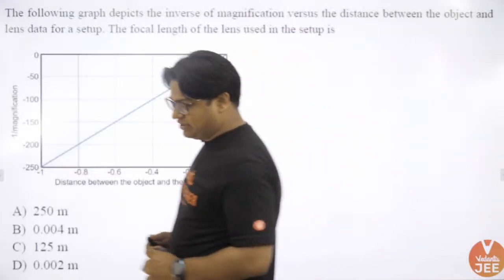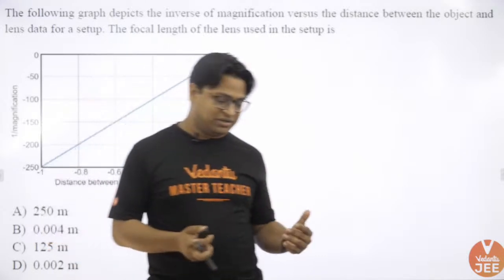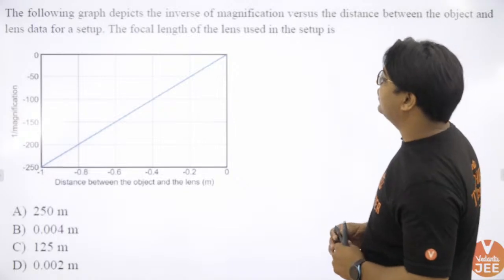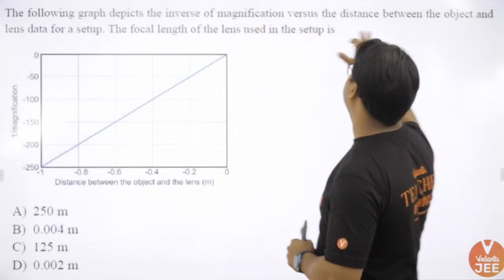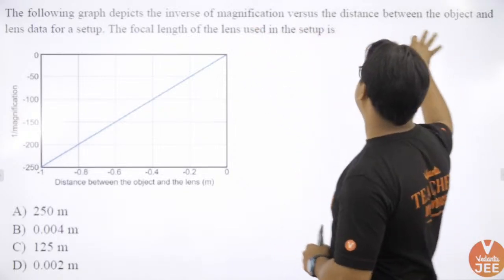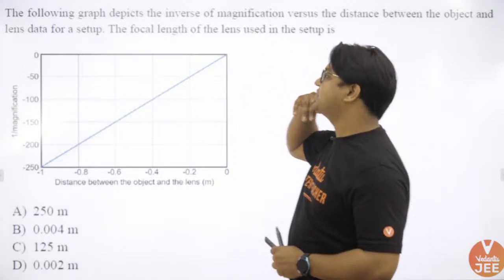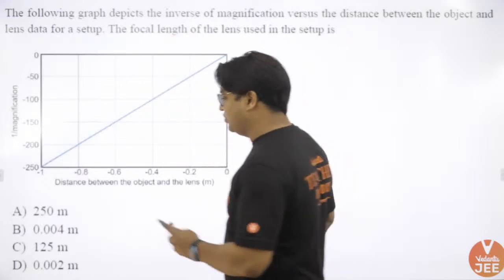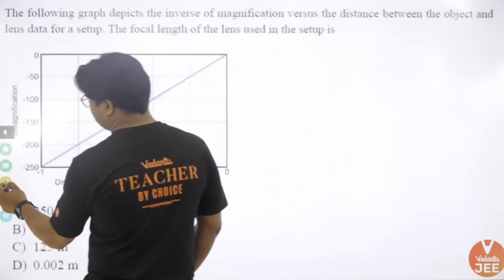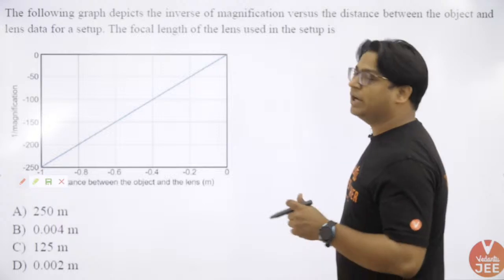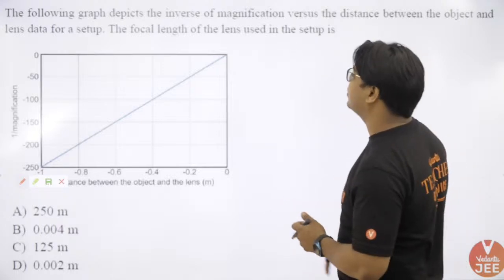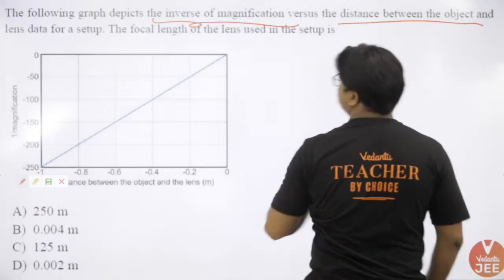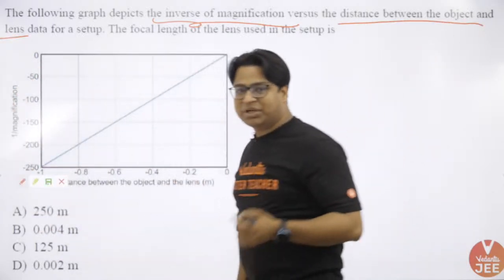This is a good question. Again, this is something that we did not receive on the day of the examination. So this question says that the following graph depicts the inverse of magnification versus the distance between the object and the lens, for a setup. Find the focal length of the lens. So without going into the details, first of all, let's try to figure out what kind of graph we should expect if we are trying to draw a graph between inverse of magnification and distance between the object and lens. So we have to make a graph between these two.